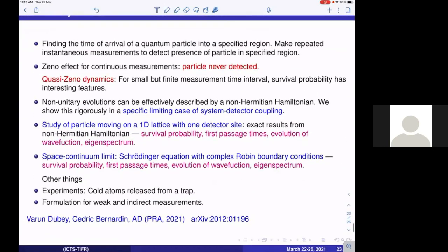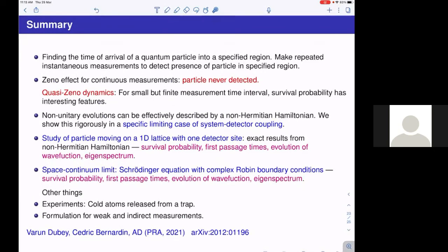Okay, so I'll just summarize. Basically, I discussed the problem of finding the time of arrival of a quantum particle into a specified region. For this, we followed the protocol of making repeated instantaneous measurements to detect if the particle is present in a specified region. If you make continuous measurements, you never detect the particle, and this is the Zeno effect. What we looked at is quasi-Zeno dynamics, where the time between measurements is small but finite. And then we showed that this non-unitary dynamics can be described by a non-Hermitian Hamiltonian. Since I'm running out of time, I'll just leave this slide open. I want to point out this paper is on the arXiv, and it should appear soon in PRA.